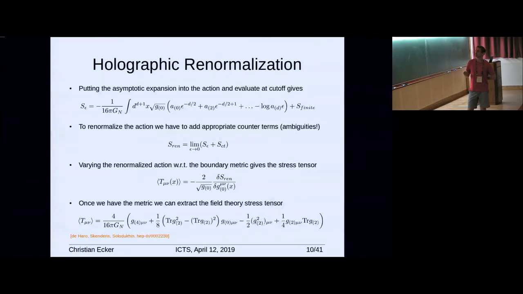So then the holographically renormalized stress tensor is obtained from varying this renormalized action with respect to the boundary metric. And then you end up with an expression like that. Okay, then when you do this program, you end up with this horrible looking expression. And this is what we will use then to compute our stress tensor.